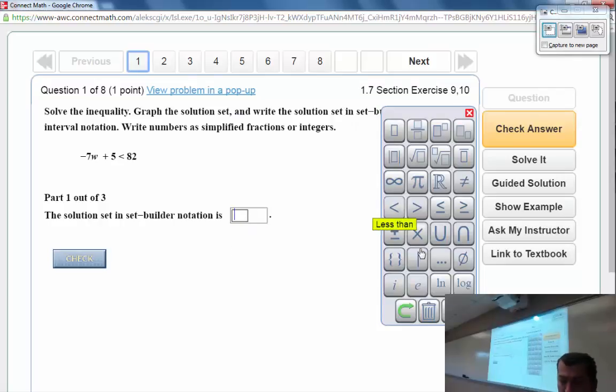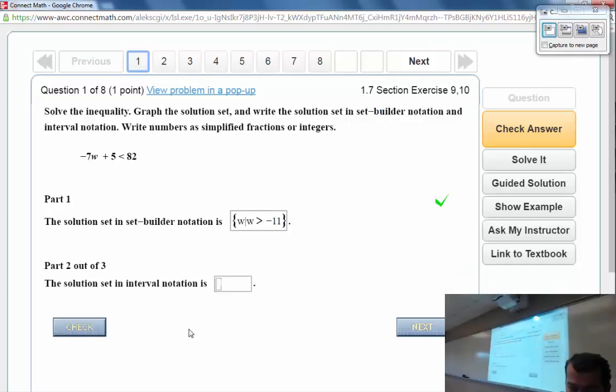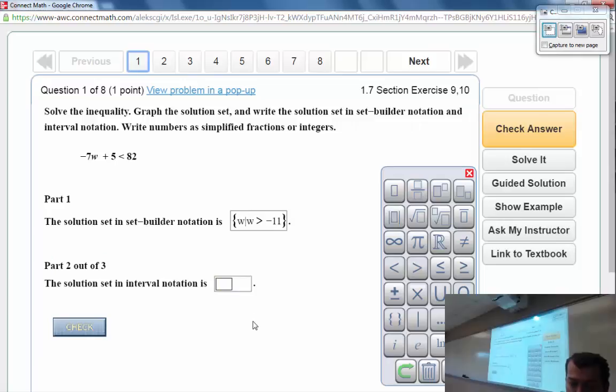Okay, set builder. You first make this set notation, put your variable W, and then this... and what was the solution again? W less than? Greater than. You can make the greater than symbol with a keyboard or using this button on the toolbar. Minus 11, right? Check. Good. The solution in interval notation was minus 11 to infinity. Alright?